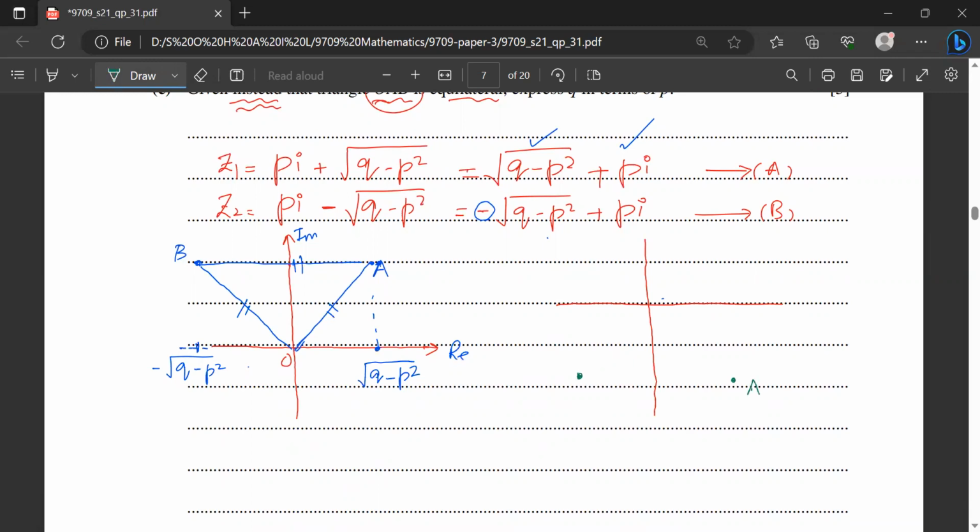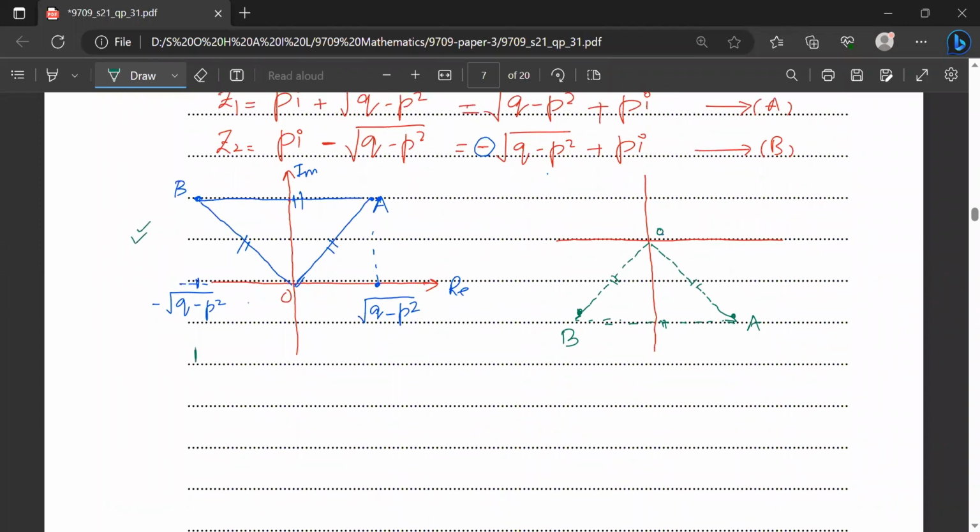This point is point A, and this point is point B. And this is the case when P is negative, but in the question it is not mentioned whether P has a positive or negative sign. So by considering any figure, you can answer this part. Again, all the lengths are equal. So let us consider this part.